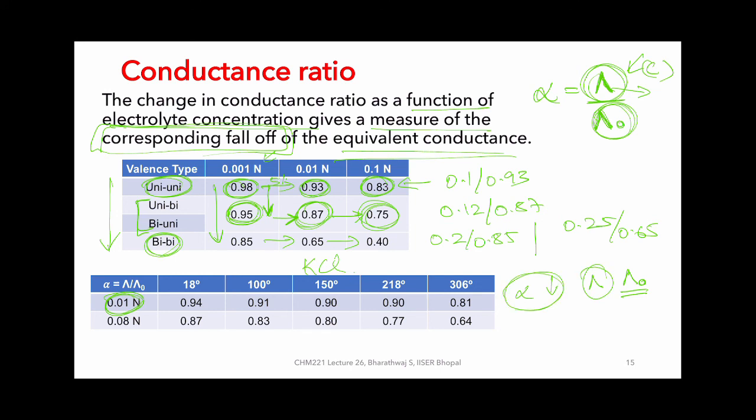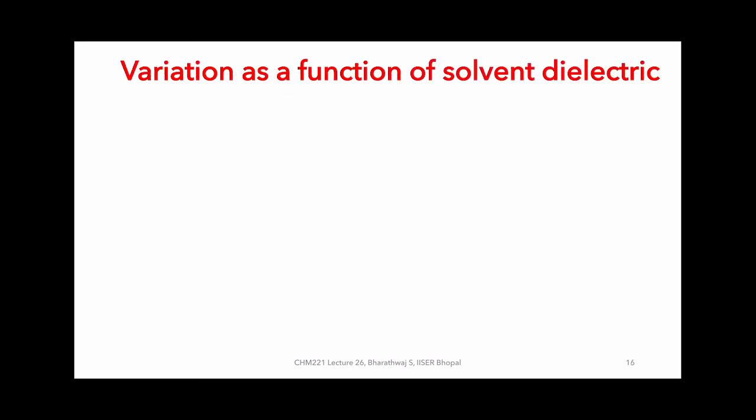You're also able to see that as you increase the concentration of the electrolyte, for the same electrolyte at a given temperature, there is a fall off, indicating the fact that lambda naught increases far more with increasing temperature than lambda itself, resulting in a reduction. In addition to the change in temperature that causes a difference in lambda naught, there are also measurements that were done as a function of dielectric constant.